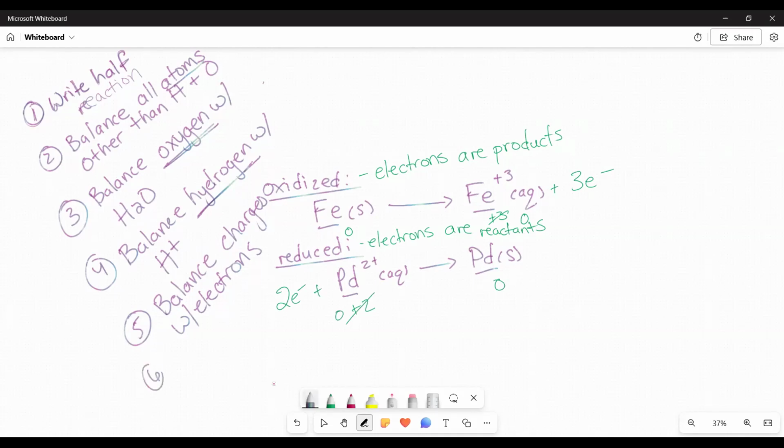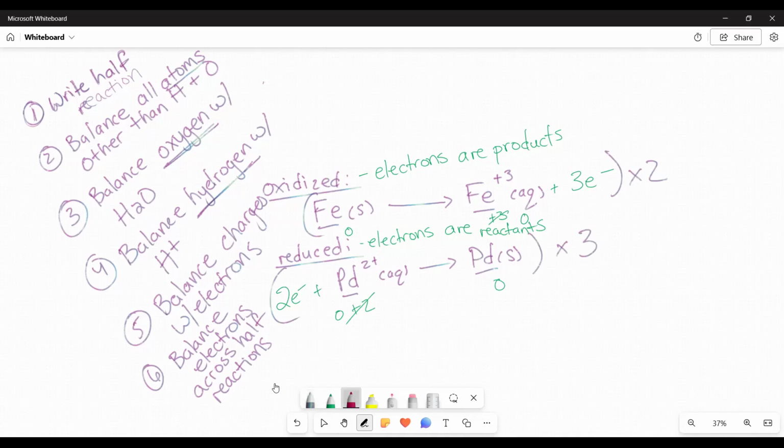The next thing I do is I balance electrons by making them equal across both of the half reactions. So I've got 2 electrons for reduction and 3 for oxidation. The only thing I can do is multiply them by each other to get them to equal the same. I need them to be the same. So that makes everything be times 3. So this is now 6 electrons. And this is now 3 palladiums and 3 palladiums. And then on the top, this is now 2 irons, and 6 electrons.